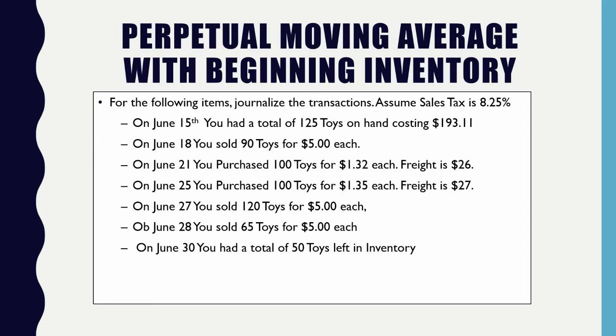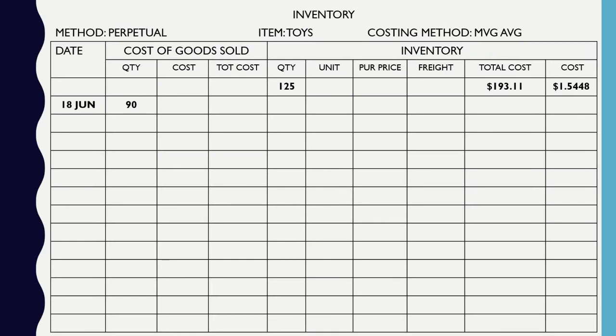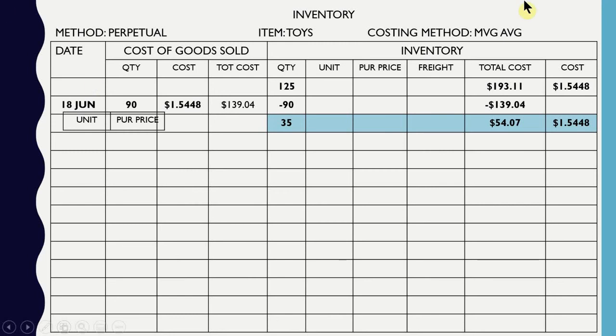Then on June 18, we end up selling an additional 90 toys. Some straightforward math: we're going to take that average cost of 154.48 and pop it there and calculate that was a total of 139.04. We're obviously going to subtract it out to give us our new ending balance of 35 units at a total of $54.07, which once again we need to recalculate our average cost, which once again did not change that much.